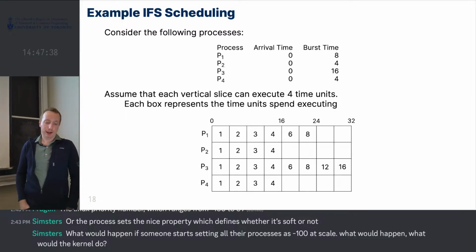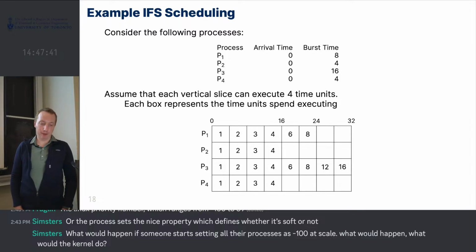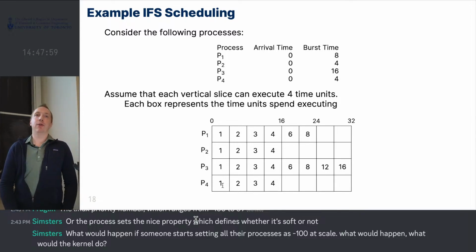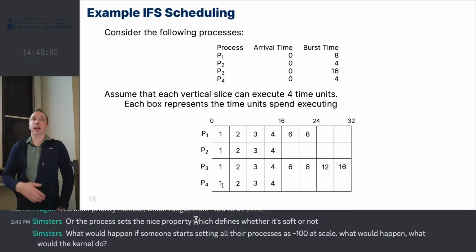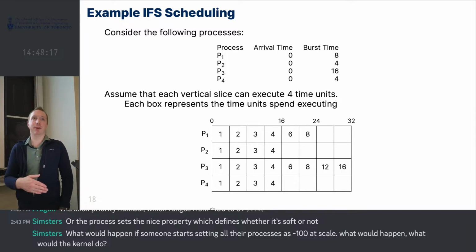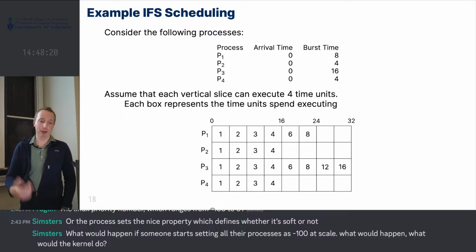So what would that look like? Consider we have 4 processes with different burst times. P1 takes 8 time units, process 2 takes 4, process 3 takes 16, and process 4 takes 4. I could represent each vertical slice here as 4 time units and try to be as fair as possible. If there are 4 processes executing and I'm completely fair, each of them gets 1/4 of that CPU time, so each process would get a single unit of time. Over those 4 time units, with infinitely small time slices, each process gets 1 time unit.